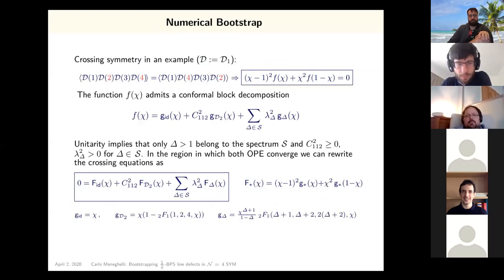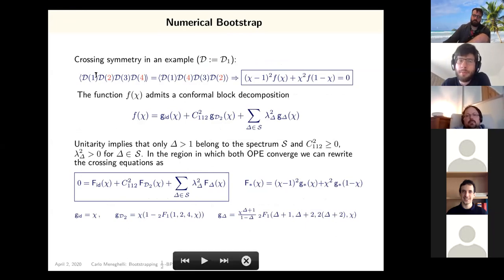Still, maybe I didn't understand well. All your operators are on the line, so the crossing has a completely different meaning. Can you elaborate on it? Because to me, these are just two different functions. Different correlation functions.